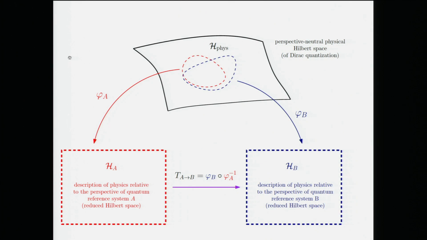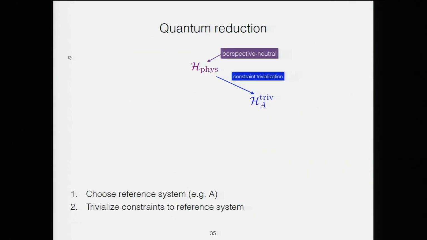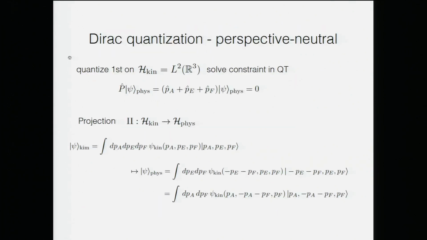You said earlier that the Hilbert space of physical states might not be a subset of the kinematical Hilbert space. Can you elaborate on this? Yes. So let me maybe go to this example, because there you will probably see that a bit easier.